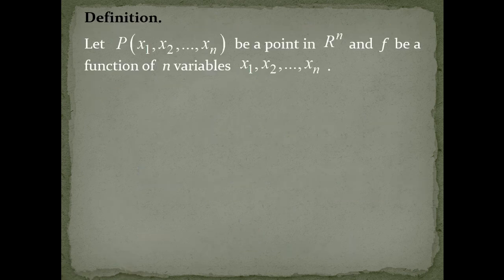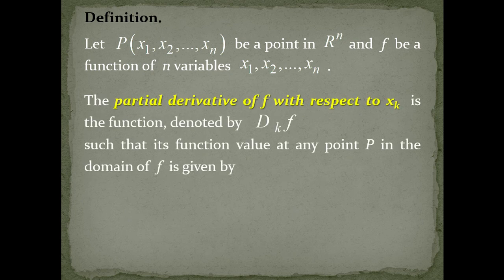All right, so another definition: let P(x1, x2, and so on until xn) be a point in R^n. So this is no longer a plane. This should be a 3, 4, 5, or more dimensional space, and f be a function of n variables x1, x2 until xn. So the partial derivative of f with respect to xk is the function denoted by Dkf.